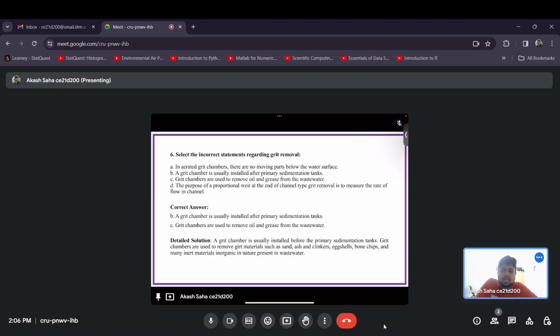Also, grit chambers are used to remove dirt materials such as sand, ash, clinkers, eggshells, bone chips, and many inert materials which are not organic in nature and present in the wastewater. So these are not used to remove the oil and grease from the wastewater. These are used to remove the suspended inorganic particles like sand, ash, clinkers, etc. So this is the sixth question which we have discussed regarding grit removal.